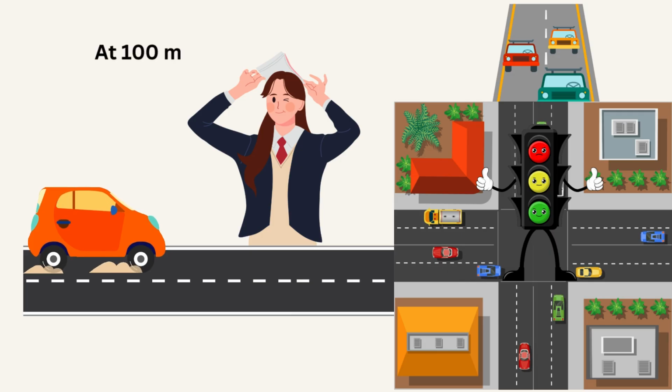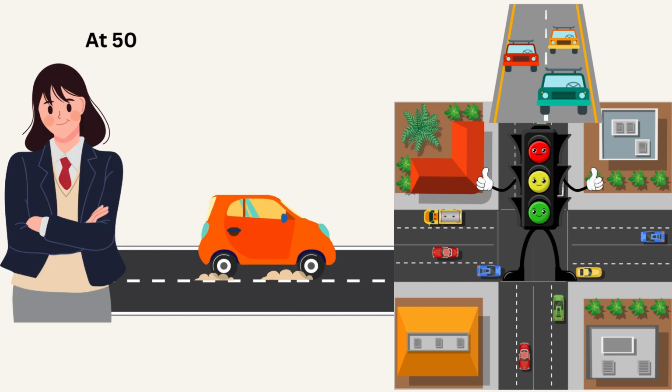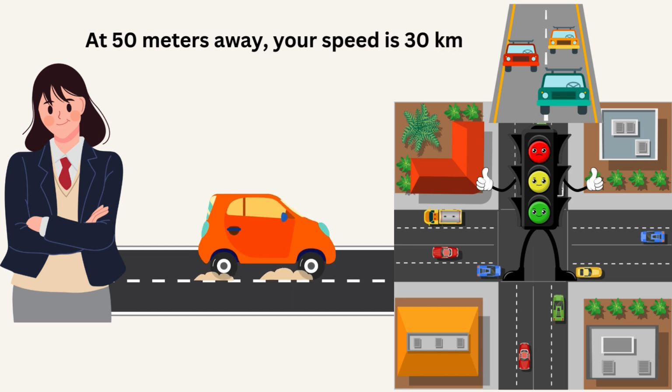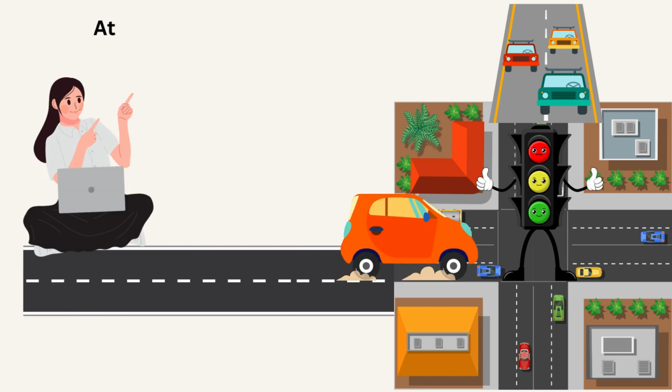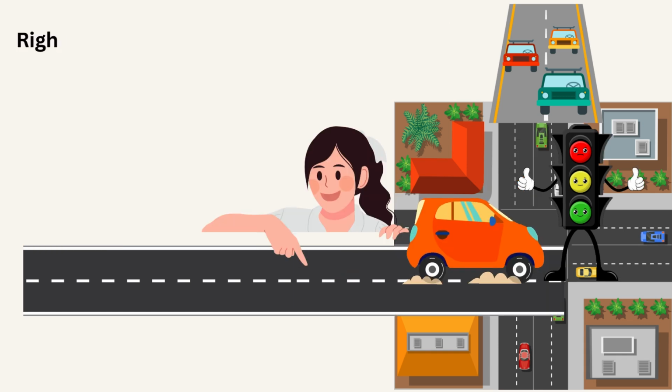At 100 meters away, your speed is 50 kilometers per hour. At 50 meters away, your speed is 30 kilometers per hour. At 10 meters away, your speed is 10 kilometers per hour. Right before stopping, your speed is almost 0 kilometers per hour.